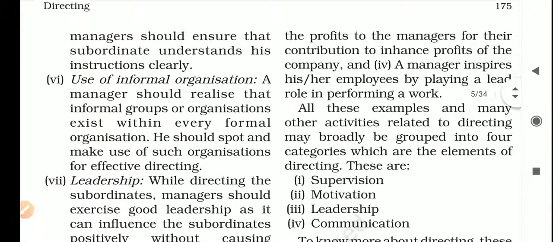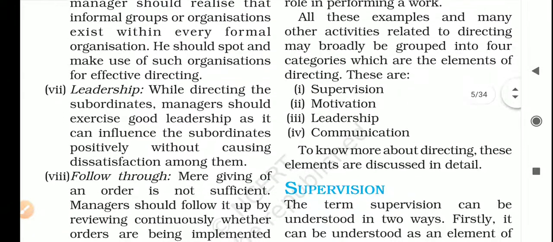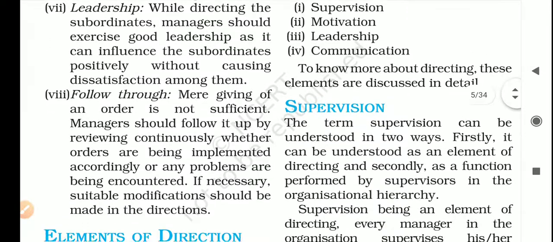Then use of informal organization must be made by the manager, so that the subordinates must not feel the instructions to be overburdened on them. They should not feel that the superior is a boss of them, but they must consider the superior to be a part of themselves only. Leadership function must be undertaken to make the directing effective. Leadership function means taking care of needs and grievances of the employees.